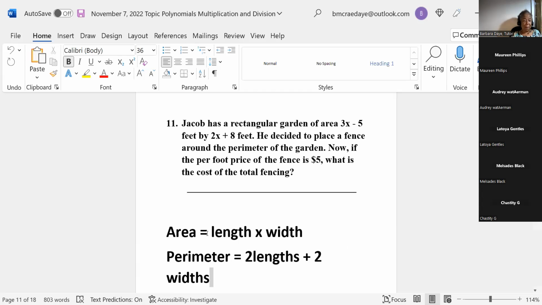Now, in this problem, you're given the area, length times the width. So one of these is length and one is width, right? You're given this, and you want to place a fence around the perimeter. Now the per foot price of the fence is $5. What is the total cost of the fencing?